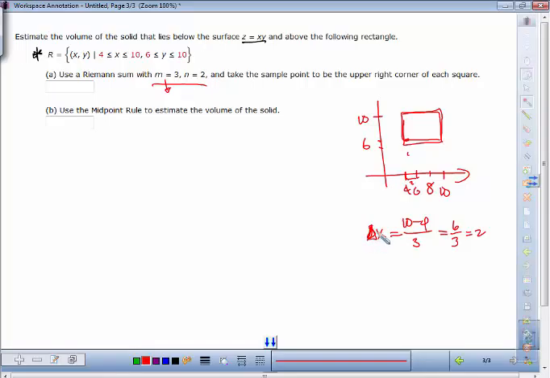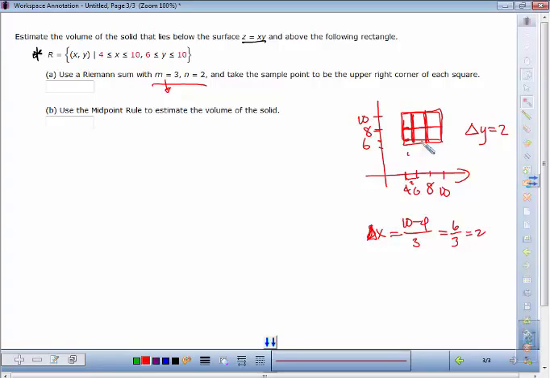For your delta x and your delta y, they want only 2 partitions for that. So 6, 8, and 10. So delta y looks like it's going to be 2 also. Okay? So it looks like in this particular problem we're going to be adding up 6 boxes. We're going to find volumes of 6 boxes and add them all up.